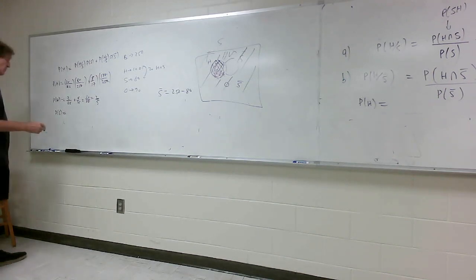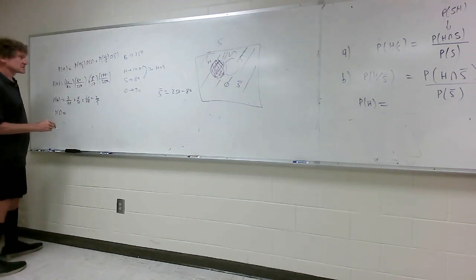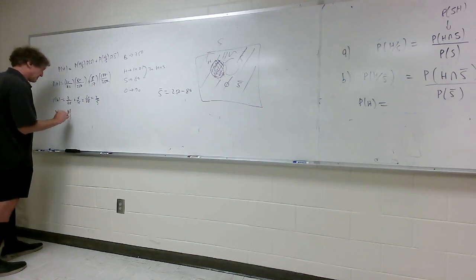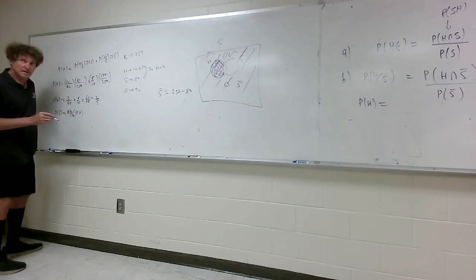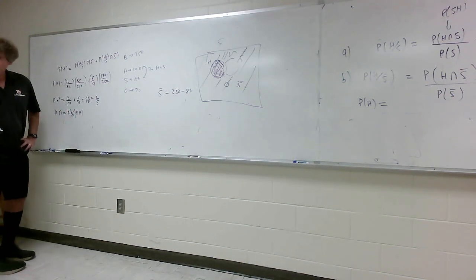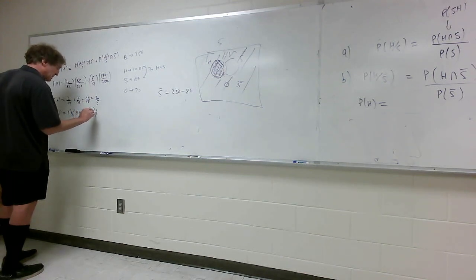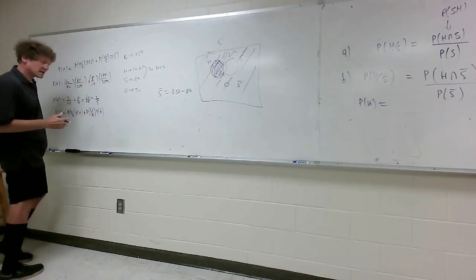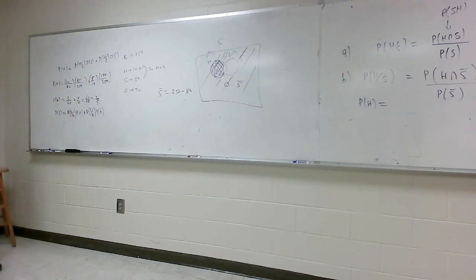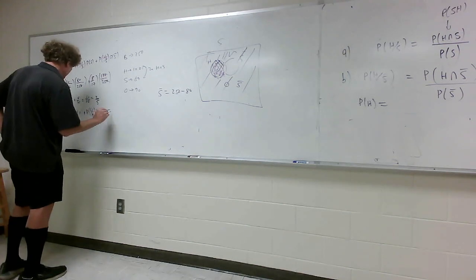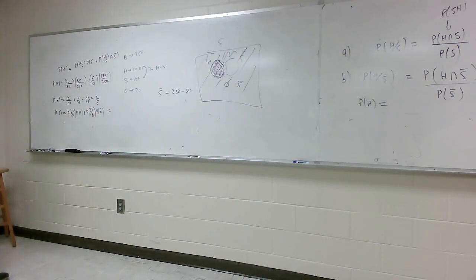100 over 250. Well, let me just write it out. So it's going to be what? The probability of science given history times the probability of history, if we wanted to do it that way, plus the probability of science given H bar times the probability of H bar, correct? I'm just using the law of total probability. So what do we get for this? The probability of S given H is 1/4 up there, right?